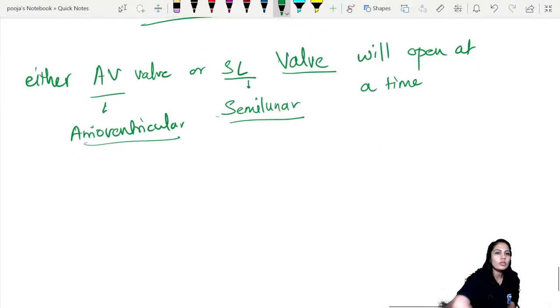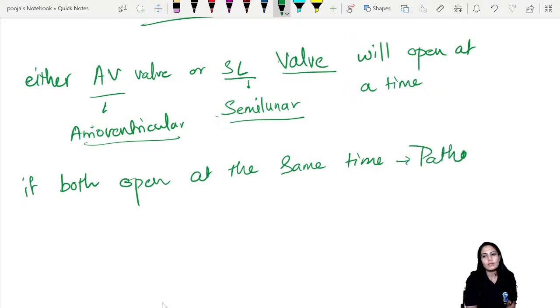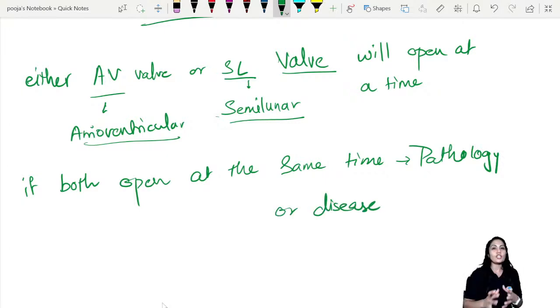Both will not. If both open at the same time, that's the pathology or disease. That's not normal. So the first rule is that at a time either the atria will contract, or the ventricle will contract. Both cannot contract at the same time.